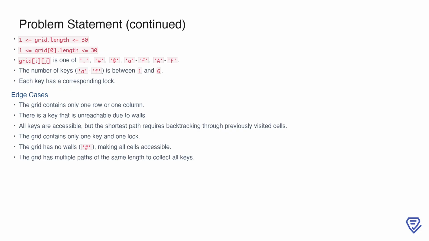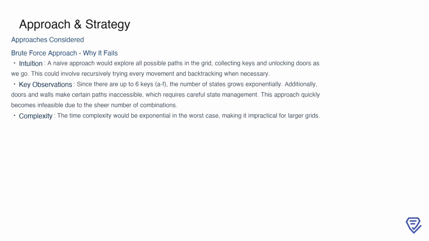Some edge cases to consider include grids with only one row or column, scenarios where certain keys are completely inaccessible due to walls, or cases where backtracking is necessary to find the shortest path. Additionally, you might encounter grids with no walls, which makes all cells accessible, or grids with multiple paths of equal length to collect all the keys. Handling these edge cases effectively will ensure your solution is robust and efficient. To tackle this problem, we first considered a brute force approach.